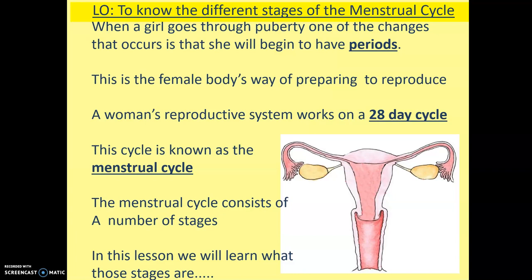Now, a woman's reproductive system works on a 28-day cycle. So after 28 days, it starts again, okay? A 28-day cycle. And this cycle is known as the menstrual cycle. Now, the menstrual cycle actually consists of a number of stages which we need to know. And in this lesson, we'll actually talk about these stages and what happens at these stages.